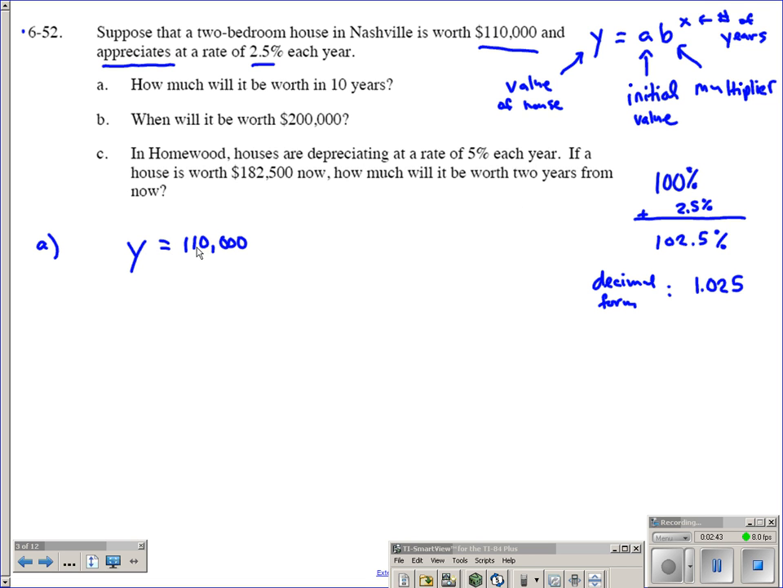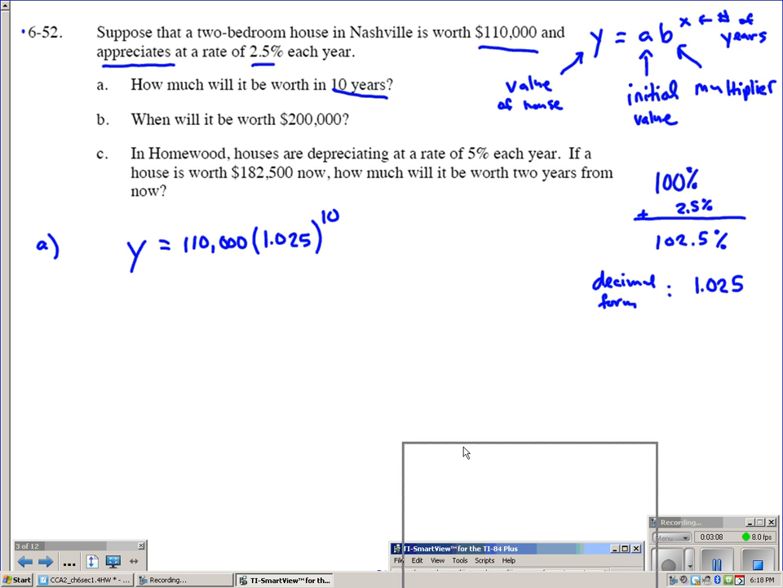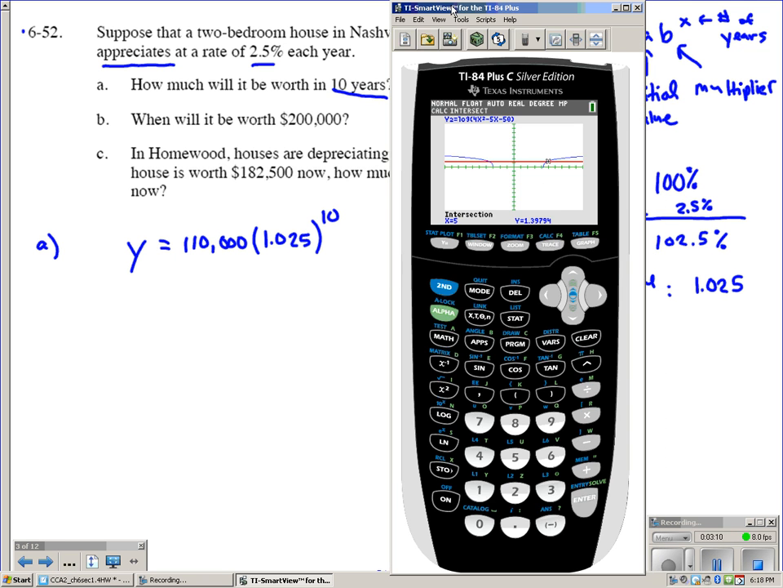So y equals 110,000 times 1.025 raised to what power? Well, if we want to know how much it's going to be worth in 10 years, we're going to have to raise it to the 10th power. So to come up with our value there, you could simply plug it into the calculator to get your answer. I'll do that on this one.